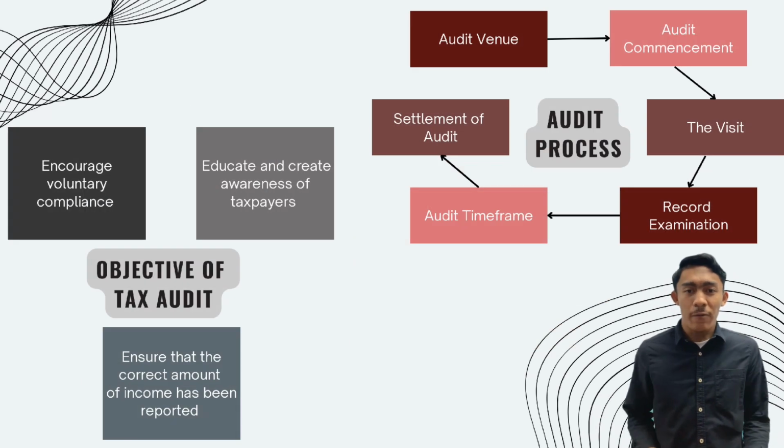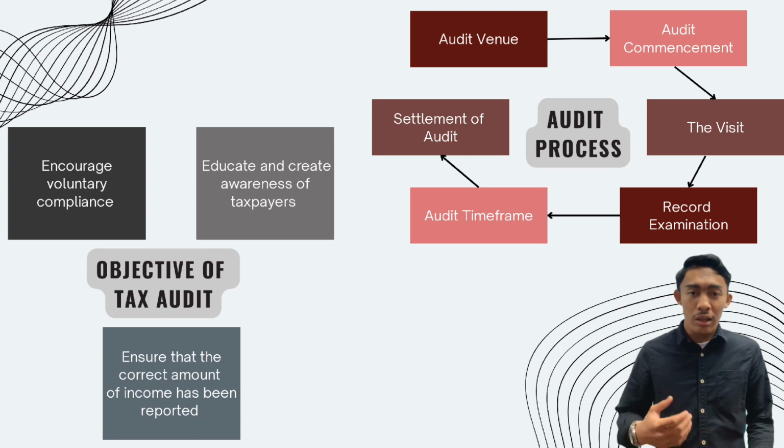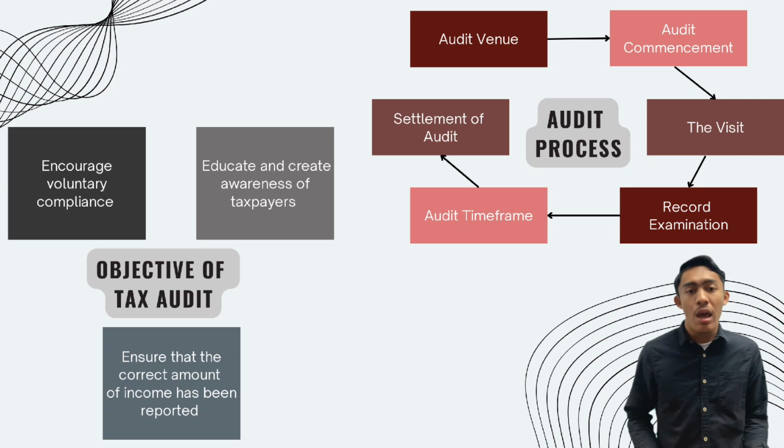The main objective of tax audit is to encourage voluntary compliance with the tax laws and regulations and to ensure that a higher tax compliance rate is achieved under the SAS. In this regard, the audit officer is required to ensure that the correct amount of income has been reported and the right amount of tax has been paid in accordance with the tax laws and regulations.